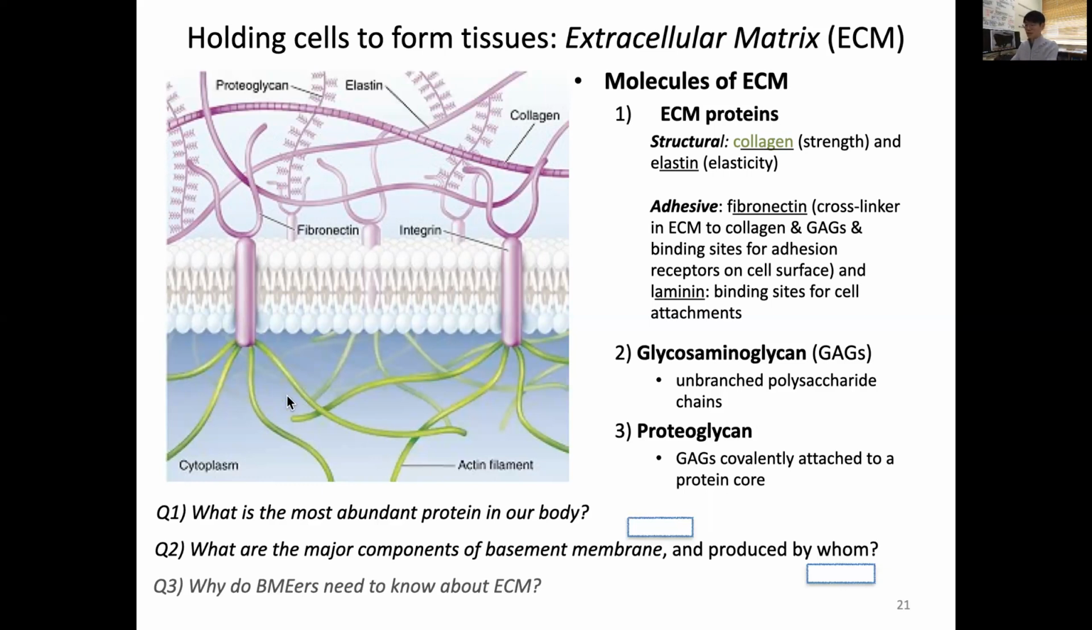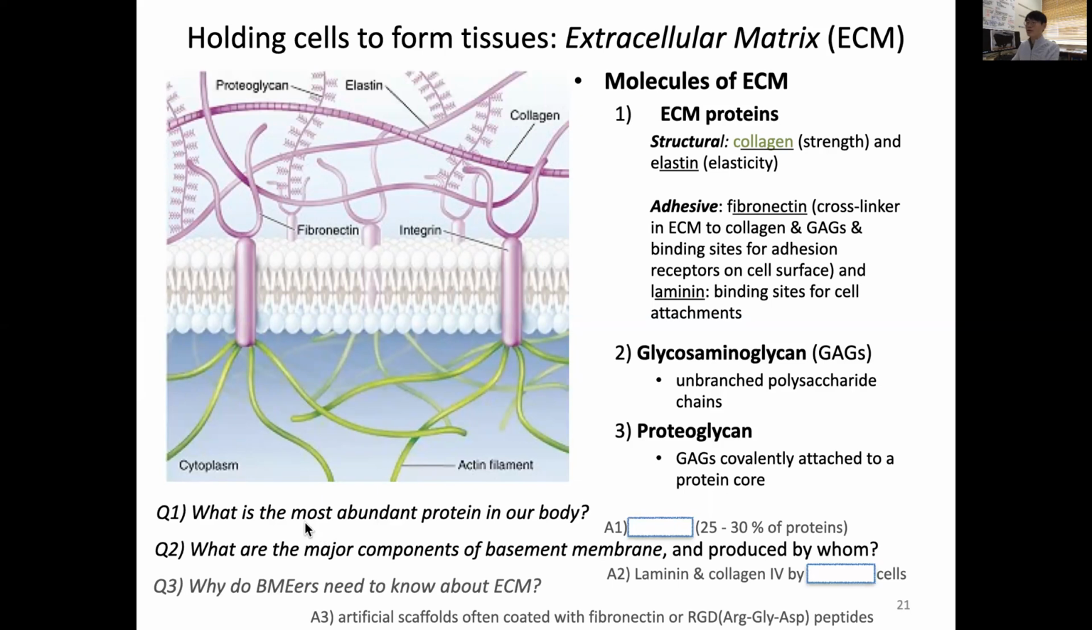So there are a number of questions I made over here. What's the most abundant protein in our body? In fact, a quarter of total proteins are composed of collagen. So collagen is abundant in our body, and the major components of the basement membrane are laminin and collagen type 4. And who produces this basement membrane? You remember when we talked about epithelium, it is always sitting on top of the basement membrane. In fact, who made this? Epithelial cells are making this basement membrane.